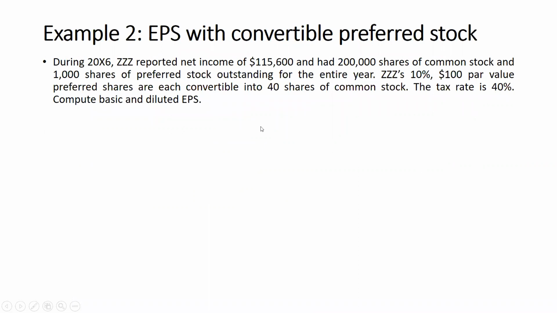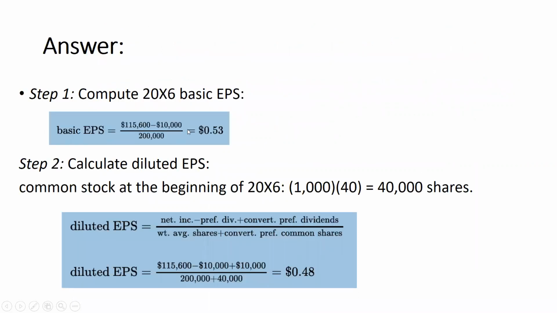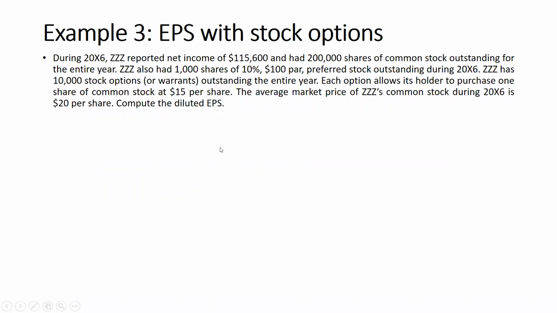Well, yeah. So this is the answer for the second one here, basic and diluted. Okay, now we're coming to the stock options. In stock options, what is given here? Let's read it. So the first two examples were convertible bonds and convertible preferred stock. Now in here we have stock options.